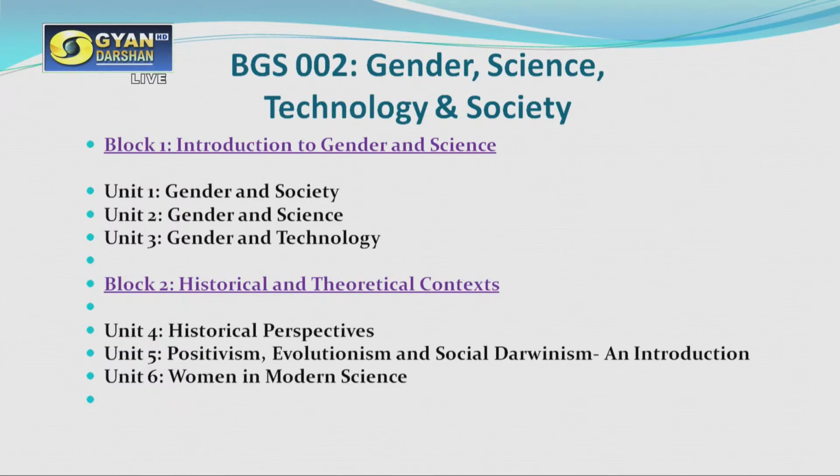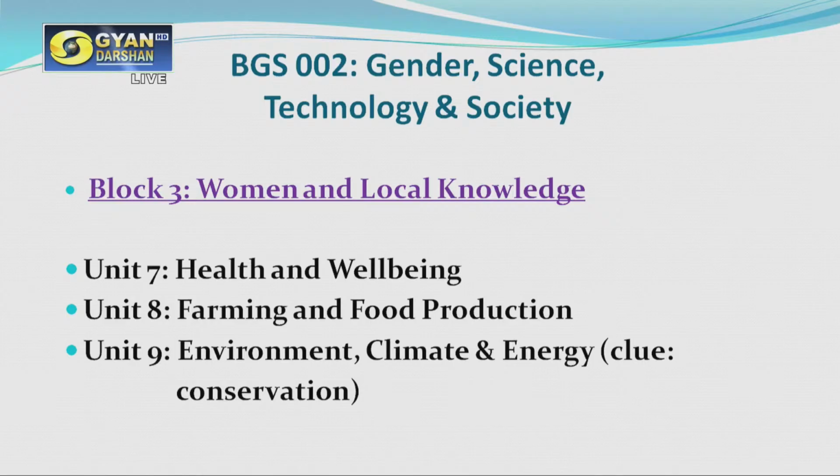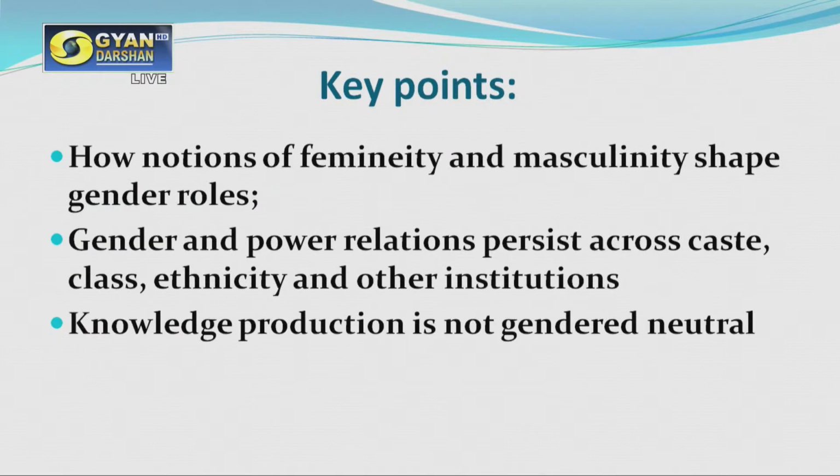This particular course has 5 blocks and 5 segments, and within each block there are 3 units. The first block covers gender and science, gender and society, gender and technology. The second block is talking about historical perspective: positivism, evolutionism, social Darwinism, and women in modern science. And the third block is talking about health, well-being, farming, food production, environment, climate change, and energy.